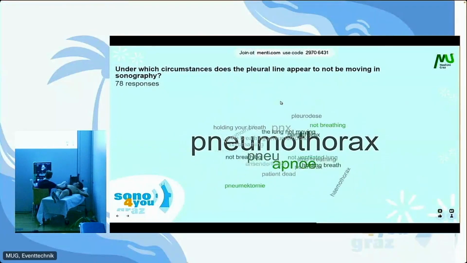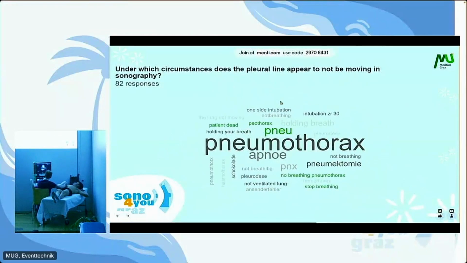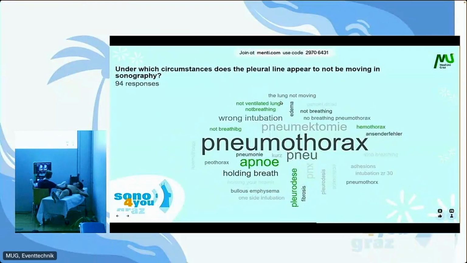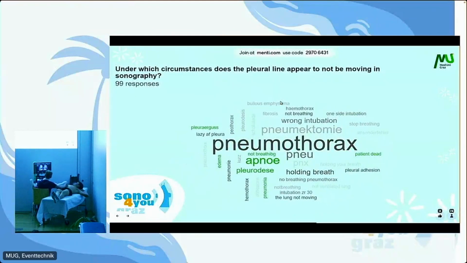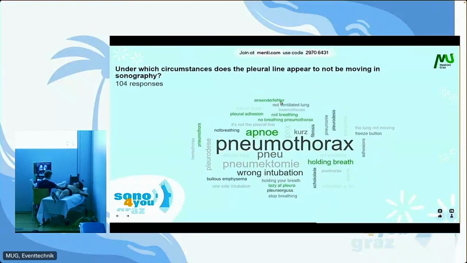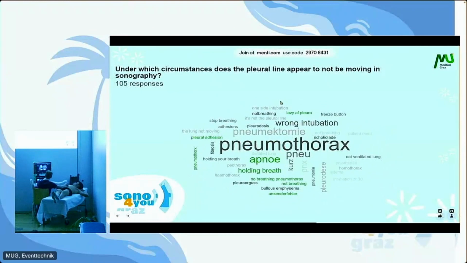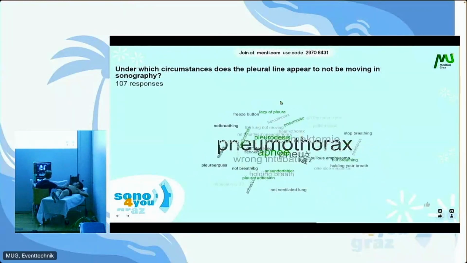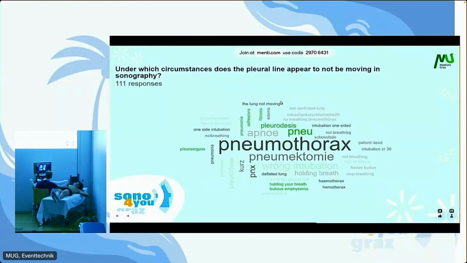I see apnea. That's of course right, either because the ventilation is blocked, for example by a foreign body, or the patient is dead. And the pleural line does not move at all. Pneumonectomy or pleurodesis, that's correct, either surgical or post-inflammatory. If you have a fibrothorax, the pleural fascias don't move well either.